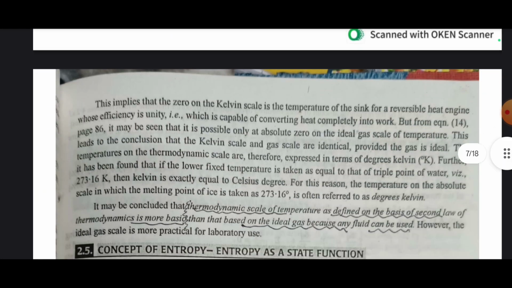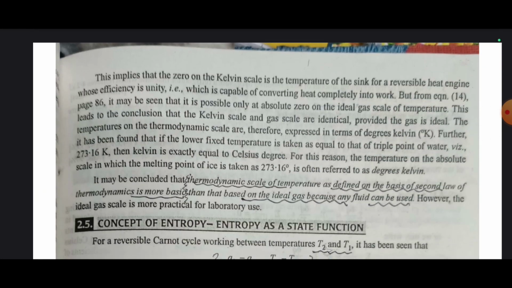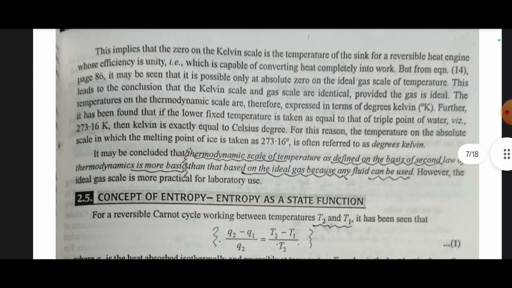Taking the reciprocals of both sides of equation 1 and subtracting the result from unity, we get 1 minus Q1 by Q2 is equal to 1 minus theta 1 by theta 2. Putting theta 1 equal to 0, we get (Q2 minus Q1) by Q2 is equal to 1. This implies that the 0 on the Kelvin scale is the temperature of the sink for a reversible heat engine whose efficiency is unity, that is, which is capable of converting heat completely into work.